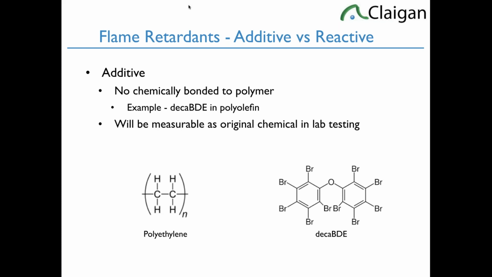And from a testing point of view, the additive ones we can test for directly because they're still themselves. The reactive ones are now part of the polymer, and they're no longer, without tearing the polymer to shreds, a separate chemical. So it's one of the big differences. And one of the reasons why additive flame retardants are usually more regulated is because they're more free to move and react and cause harm. They get out in the environment. Well, the reacted ones, like tetrabromo bisphenol A in FR4, aren't going anywhere. They're embedded in the polymer.